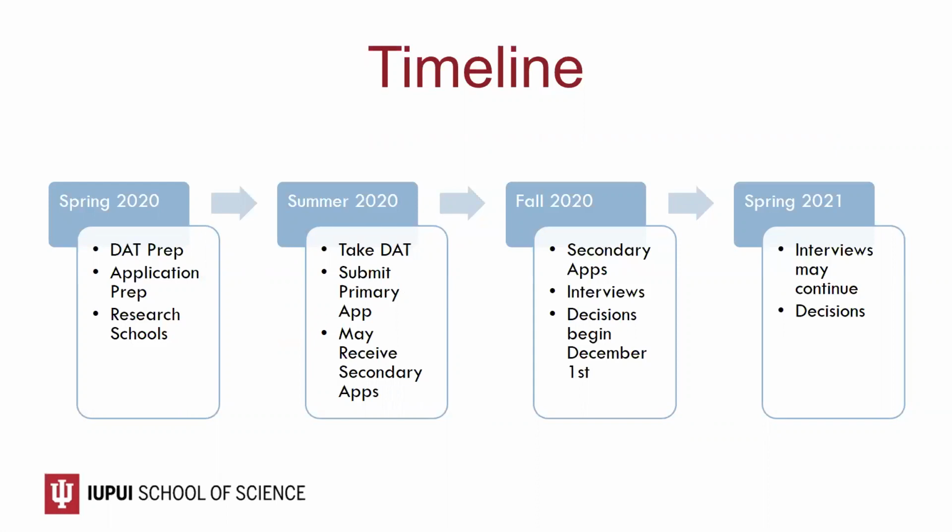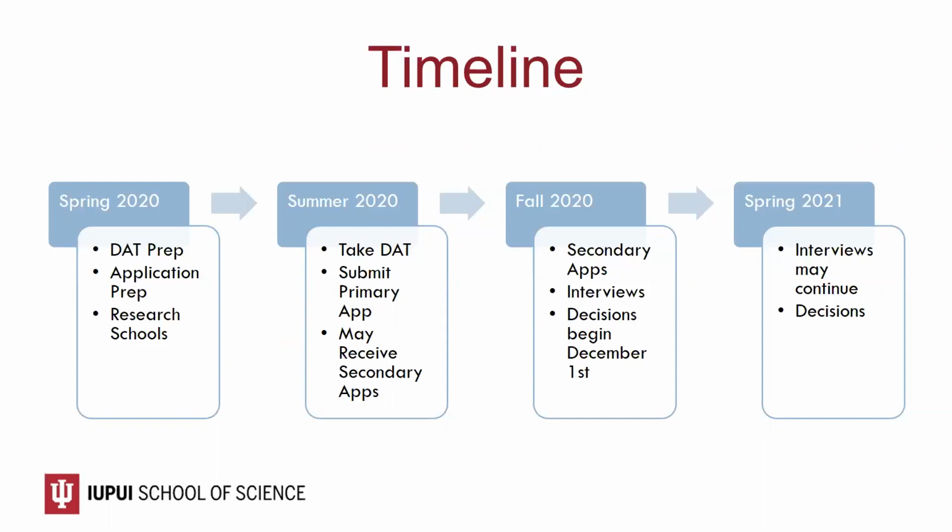Following taking the DAT, you'll want to submit the primary application, which is the AADSAS application. We're going to demo that application later, and in just a moment, we'll discuss the specific timeline for the primary application. Typically, following the primary application, you will receive a secondary application from many schools.